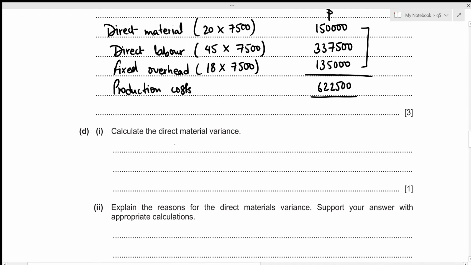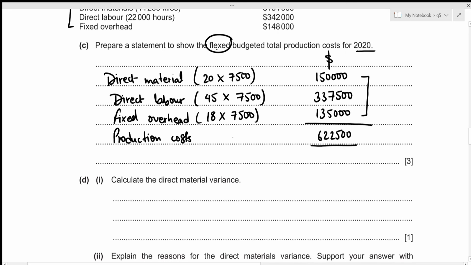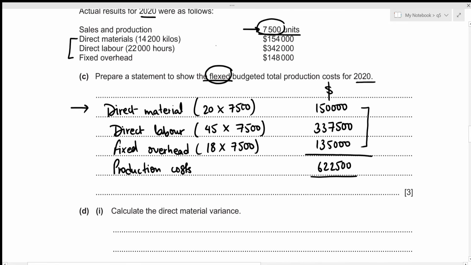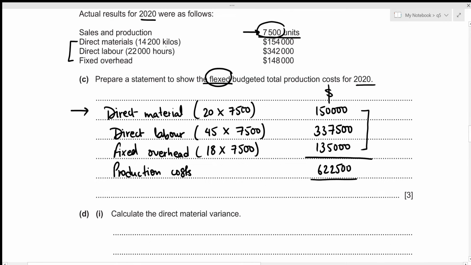For the first part, we need to calculate the direct material variance. And remember that we already have calculated the amount of total direct materials according to the flexed budget. So in this case, we just have to figure out the difference between the direct material for our flexed budget and the direct material cost for the actual results, which is 154,000, right? We can clearly see that the actual direct materials cost is greater than our budgeted one.